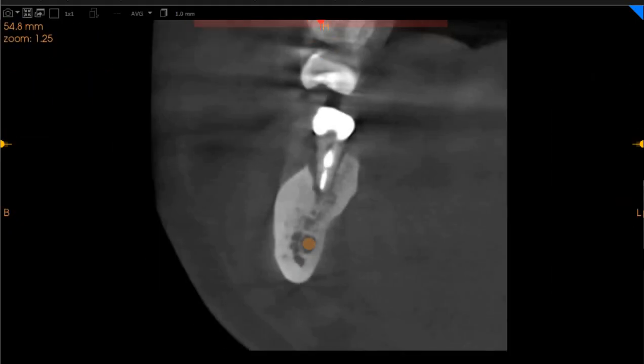On the transaxial view, which is basically the proximal view, you can see that this is the distal root of the lower right 7, and here you can see that there is significant bone loss. This is root canal treated. We've got a periapical radiolucency with bone loss on the buccal as well as the lingual aspect of the tooth.